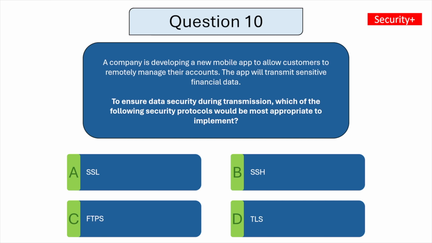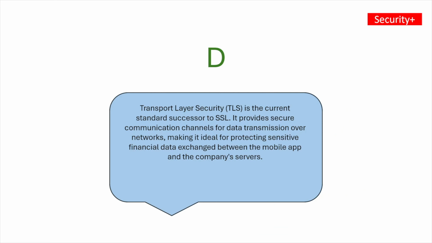But SSH is for remote access. FTPS is secure for file transfers, but not data transmission in real time. So I'm going to go with D on this one. Yep. TLS is the current standard successor of SSL. It provides secure communication channels for data transmission over networks, making it ideal for protecting sensitive financial data exchange between the mobile app and the company's server.